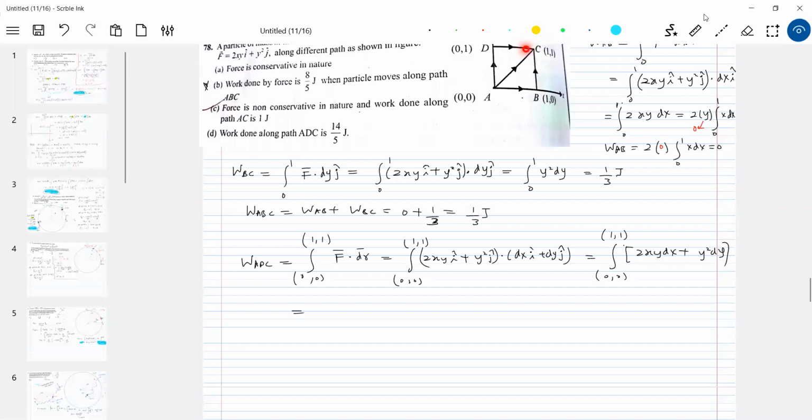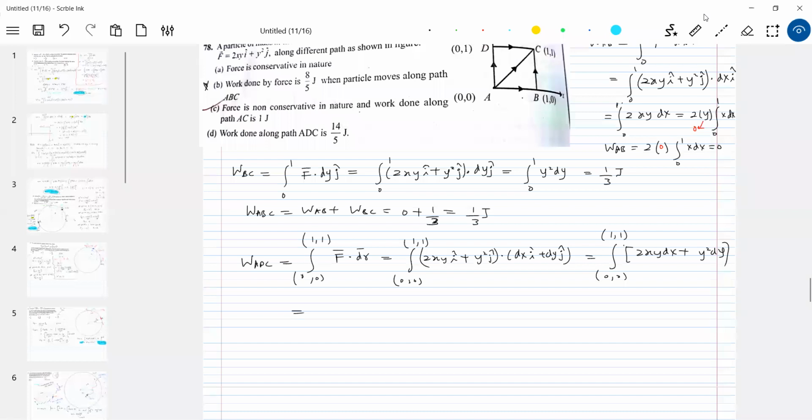You are integrating along the y-axis first, then along the x-axis, not first x and then y, because the path is ADC. So here the big trouble will come. The students will try to put y0 or something here. You have to be alert. First you should integrate along the y-axis, then along the x-axis.